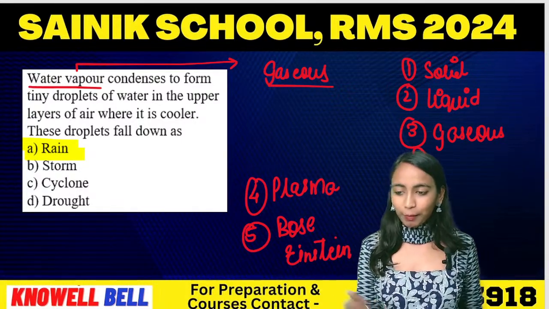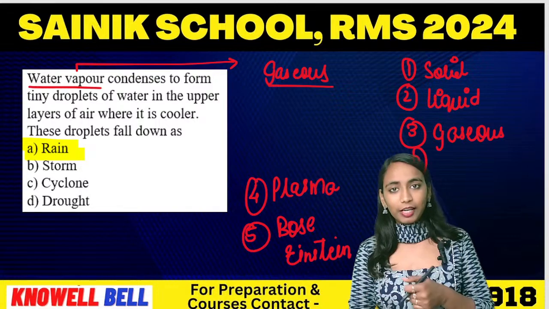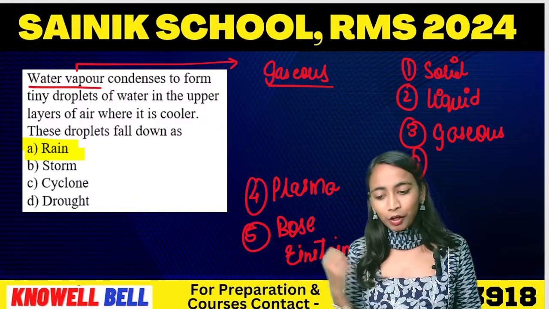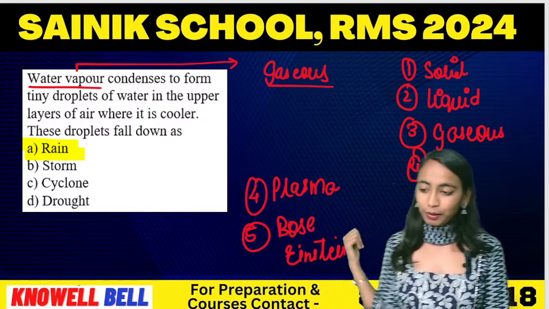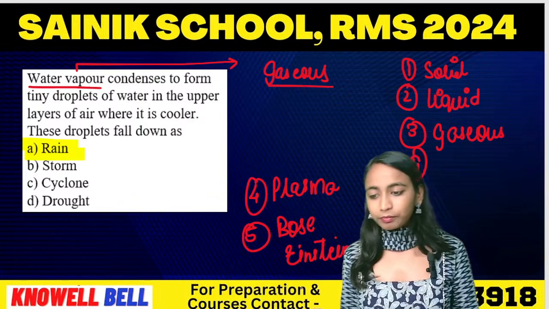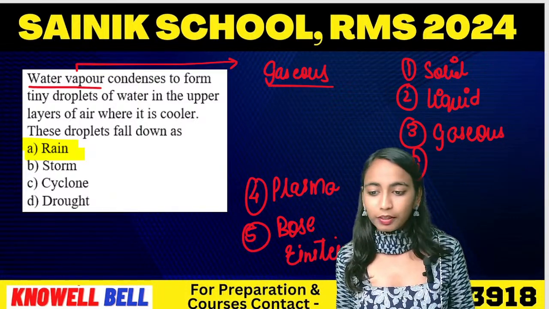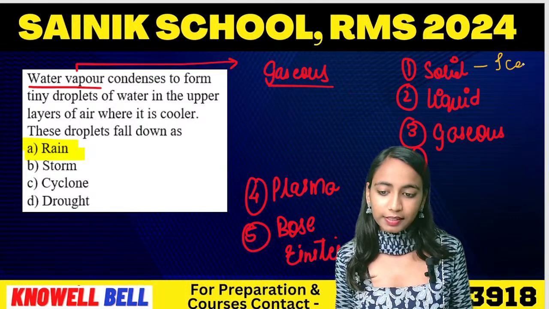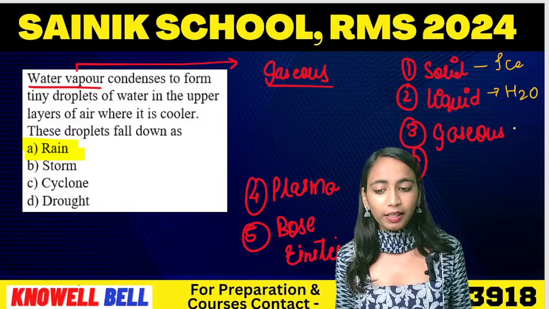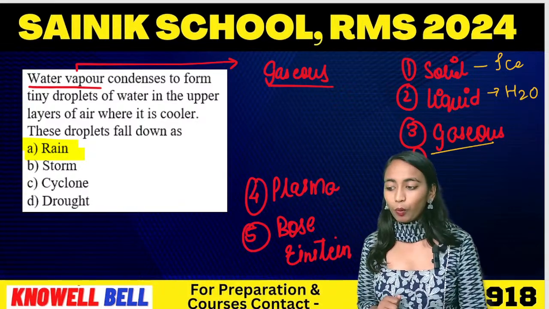So we have to keep in mind: first solid, second liquid, third gaseous, fourth state of matter plasma, fifth state, if they ask, then it would be the Bose-Einstein state. Okay. So solid state of water is what? Solid state of water is ice, liquid is water only, and gaseous state of water is water vapor.